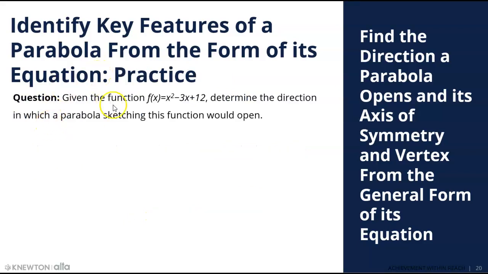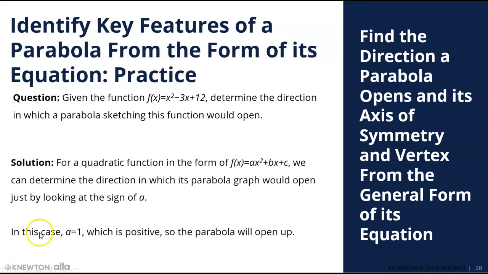So for example, given the function f of x equals x squared minus 3x plus 12, determine the direction in which a parabola sketching this function would open. Looking at the coefficient of x squared, a here is equal to 1, and that is a positive number. So if a is greater than 0, we know that we have a parabola that opens upward.